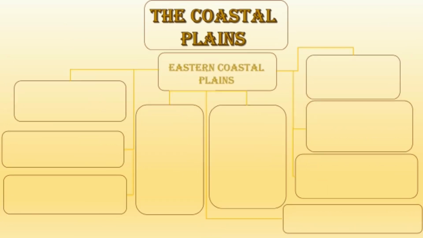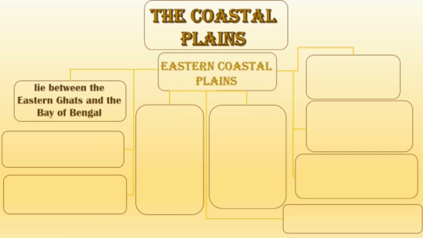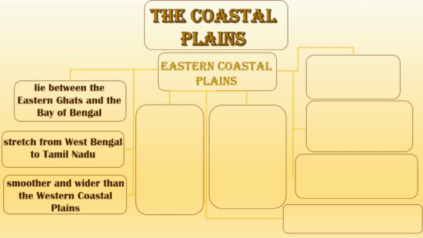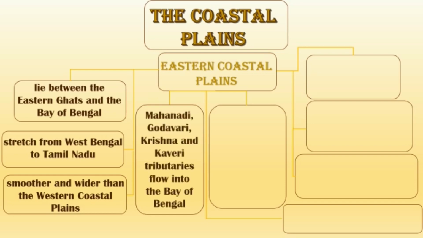The eastern coastal plains lie between the Eastern Ghats and the Bay of Bengal. They stretch from West Bengal to Tamil Nadu. This coast is smoother and wider than the western coastal plains. The main rivers which flow through this plain are Mahanadi, Godavari, Krishna and Kaveri. These rivers and their tributaries flow into the Bay of Bengal.